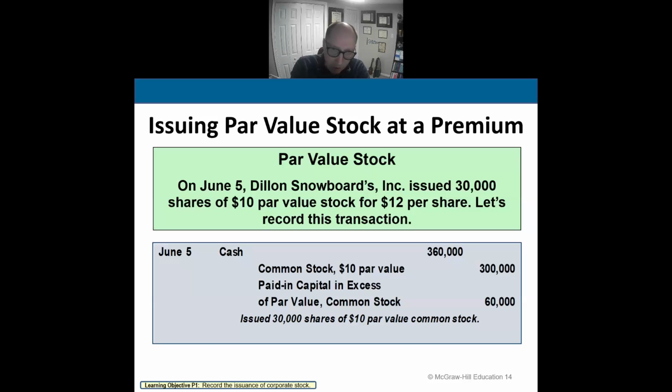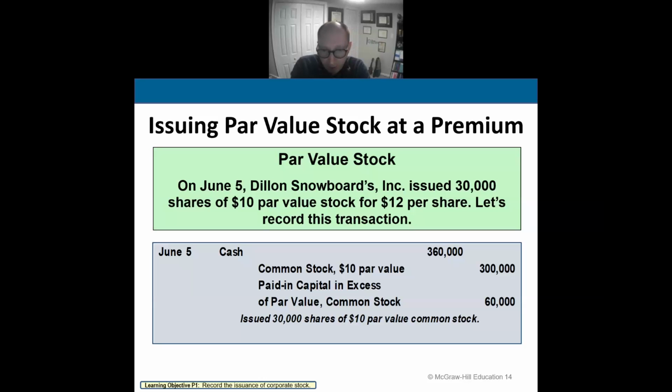So here's how that works. We debit cash, because we're receiving cash, $360,000. Why 360? We sold it for $12 per share on the market. So record the market value, $12 per share, times the 30,000 shares issued, 360,000. Then we credit common stock par value. Remember, par value is the arbitrary amount that we said that each share is worth when we first set up the company. We have to recognize par value, and then we recognize the difference.